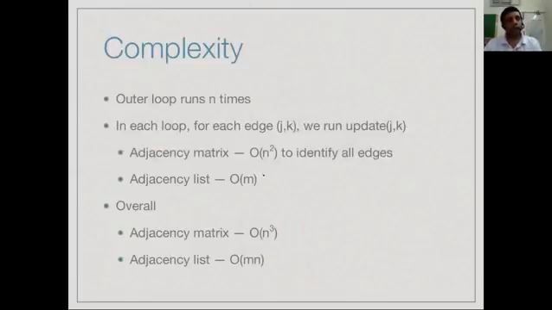So what is the complexity of this algorithm? Well, we have this outer loop. So we just run this update n minus 1 times. So it runs order n times. And now in each loop, we basically blindly update every edge. So we have an adjacency matrix. We have to identify the edges. The only way is to look at every entry, and wherever we see an entry, we take that jk and we update it.